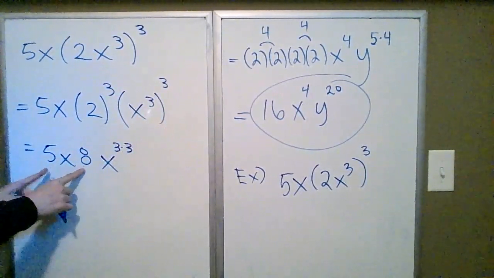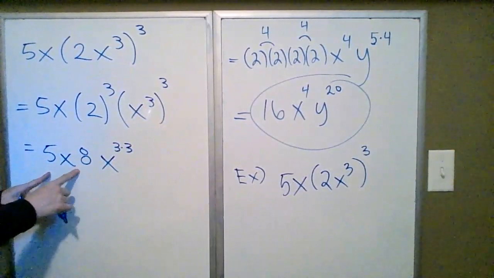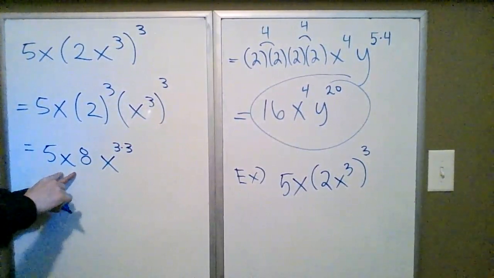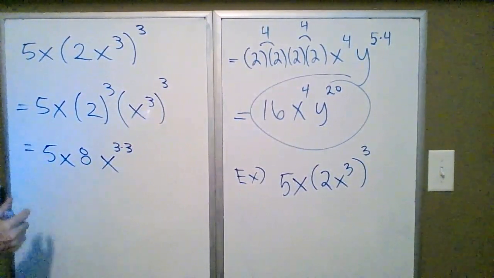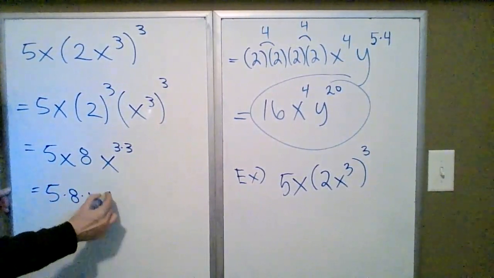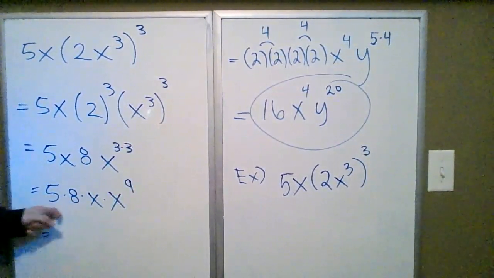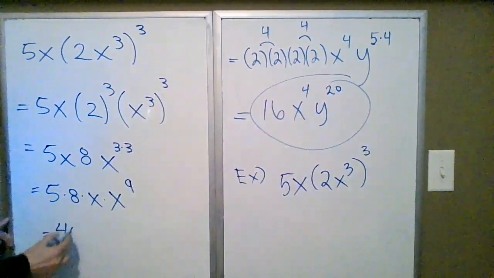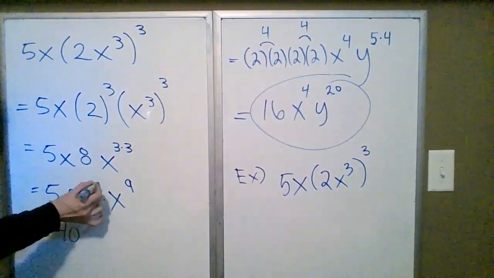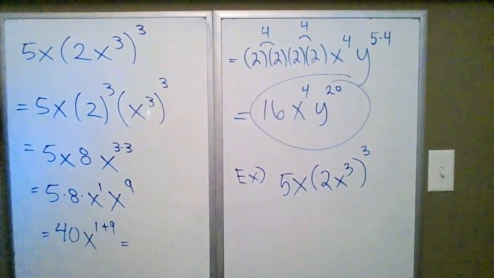Multiplication is commutative, so we could rearrange this with 5 times 8 times x with the power of 9. So we've got 40, and this base x has a power of 1 plus 9. So this is 40x to the 10th.